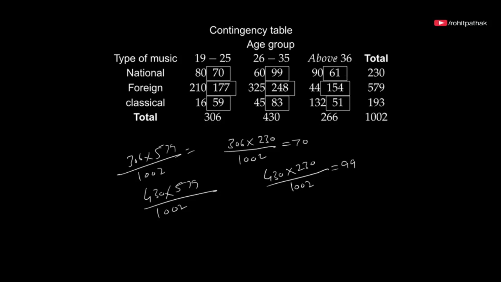So you should not calculate the frequencies in the last column. Also, while writing the frequencies in the column, you must calculate only the first cell and the second cell. In the third cell, you should write 306 minus 177 minus 70. So this number 59 is 306 minus 177 minus 70. Similarly, this number 83 is 430 minus 248 minus 99. So you should not calculate these 83, 59 and 51. They can be obtained using the total minus the sum of these two. In this way, this row is dependent on the first and second rows. Similarly, this column is dependent on the first and second columns. Therefore, this is the contingency table.